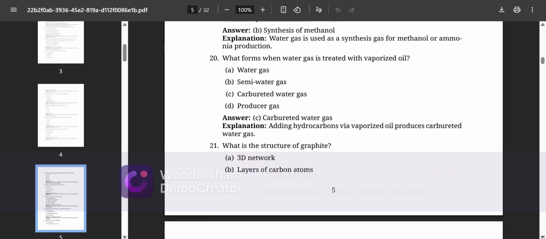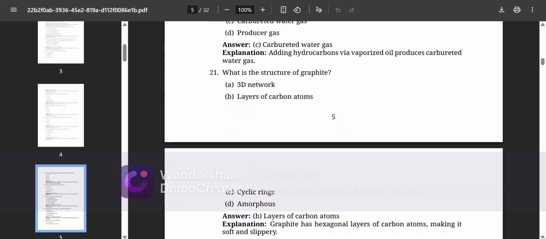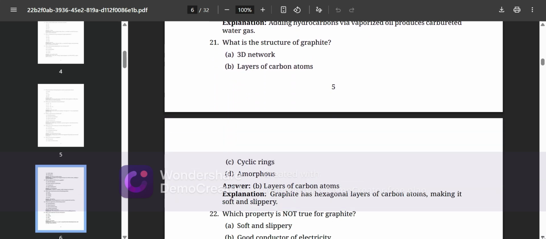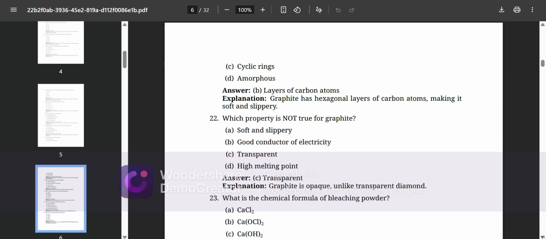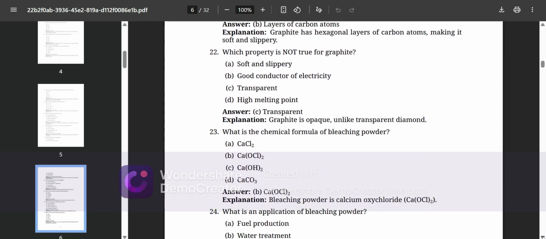What forms when water gas is treated with vaporized oil? Carbureted water gas. Adding hydrocarbons via vaporized oil produces carbureted water gas. What is the structure of graphite? Layers of carbon atoms. Graphite has hexagonal layers of carbon atoms, making it soft and slippery. Which property is not true for graphite? Transparent. Graphite is opaque, unlike transparent diamond.